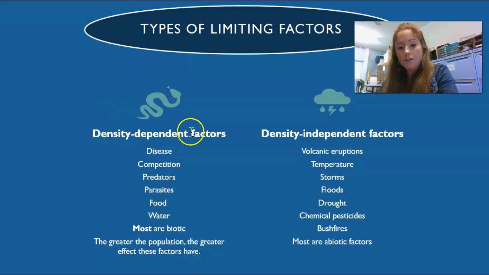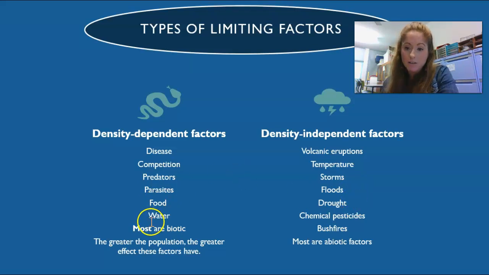And so the greater the population, the greater the effect these have on the population and become more of a limiting factor. Density independent factors have nothing to do with the size of the population, in that they affect the population no matter what the size. And so if you had a volcanic eruption, a really high temperature, a really hot summer, storms such as cyclones, floods, drought, you could say rainfall.